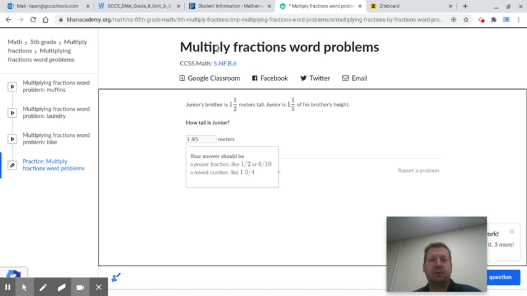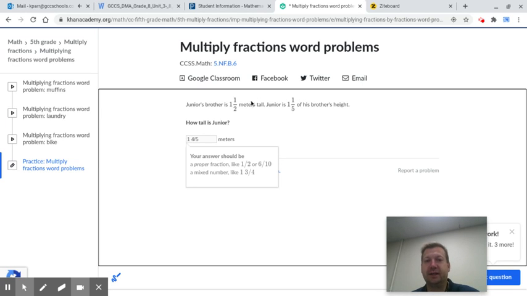Today we're going to be multiplying and dividing fraction word problems. So I want to give you a video to show you how to do some of these. So let's look at this first question. Junior's brother is 1.5 meters tall. Junior is 1 1/5 of his brother's height.